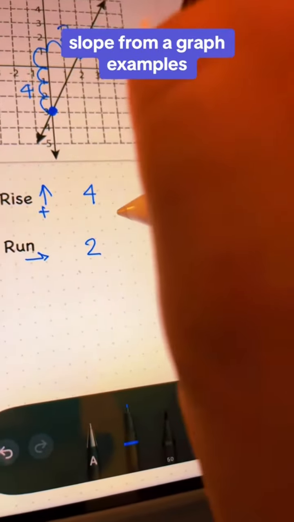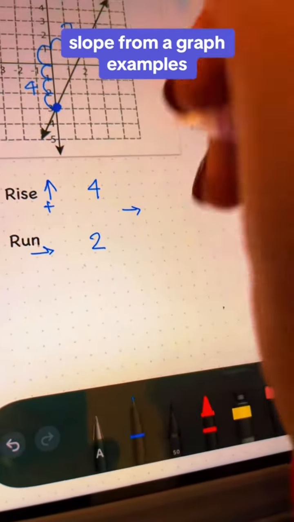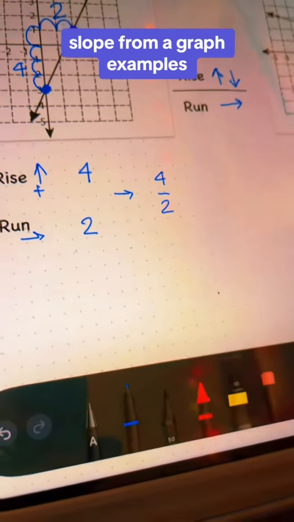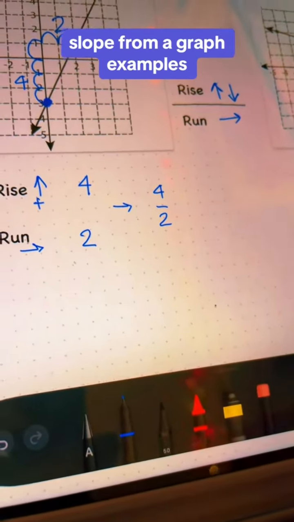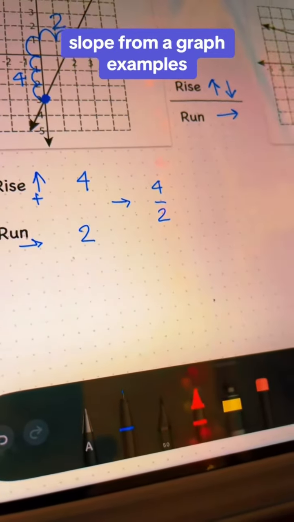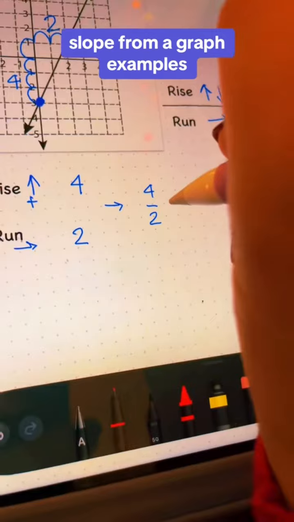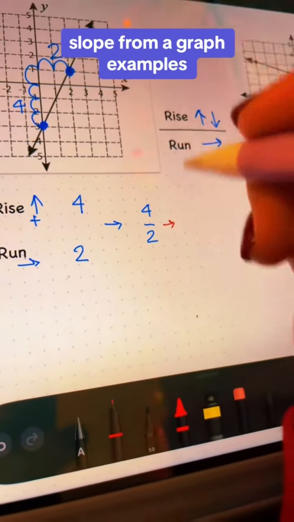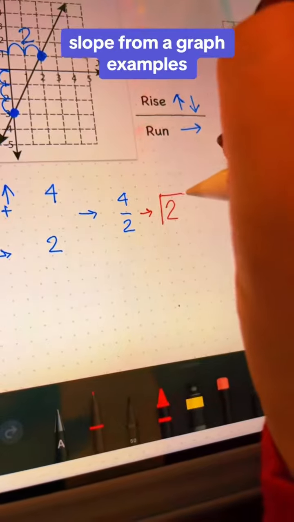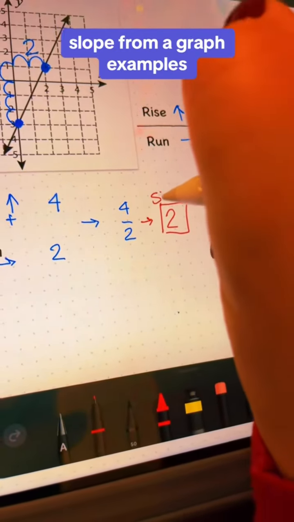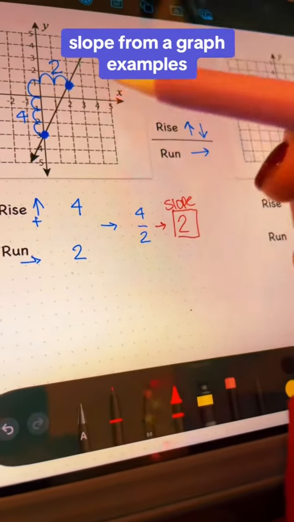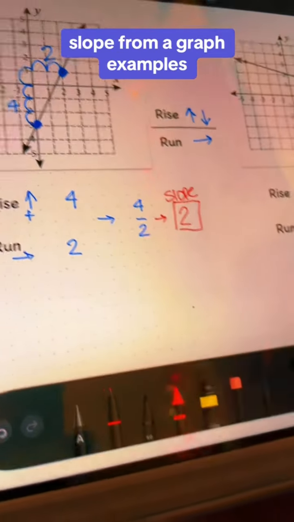So when I want to write that as a slope, my slope is just 4 over 2. Can I reduce 4 over 2? Yes, I can take a number out of 4 and out of 2. Both are divisible by 2. So when I rewrite it in the lowest possible terms, 4 divided by 2 gives me a slope of 2. That is my slope. I know that it's positive because it went up from left to right.